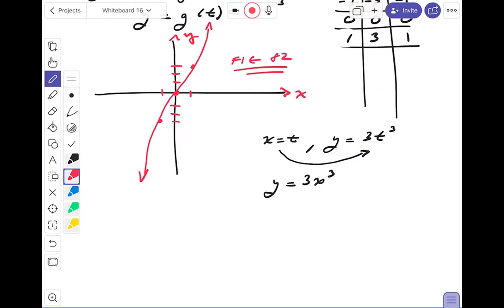And they do have a better looking picture over there. All right. What does B say? B says eliminate the parameter. That's done right over here. That's done. Now it says, basically write down the domain and range of this problem.